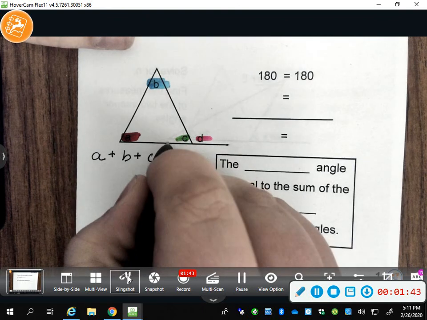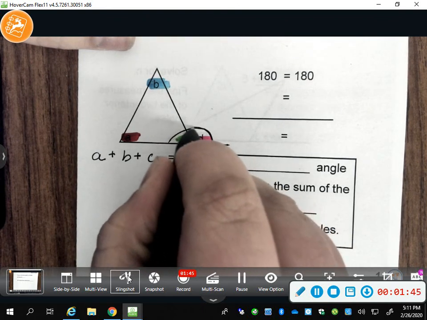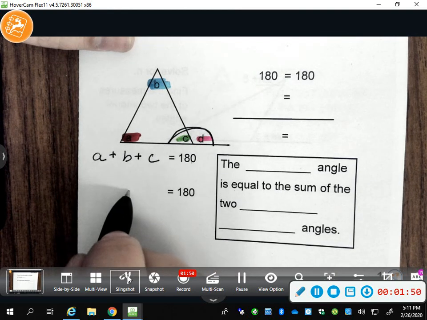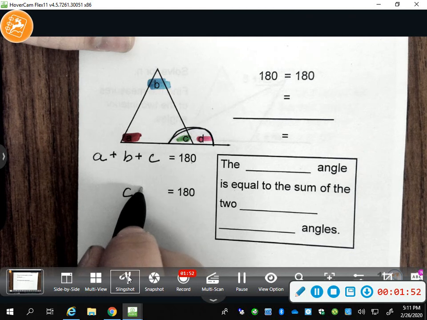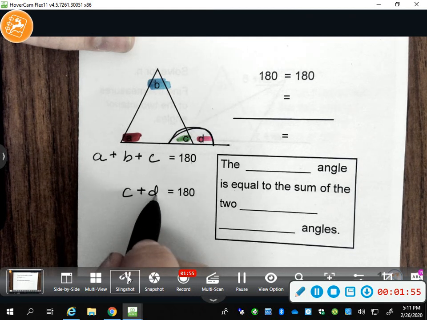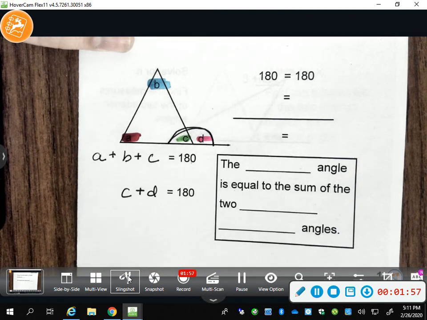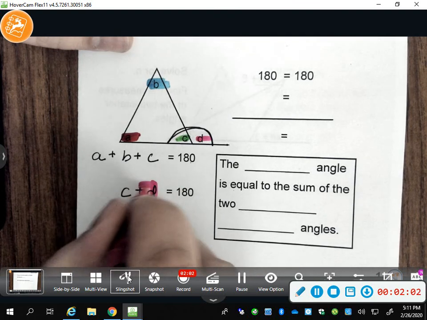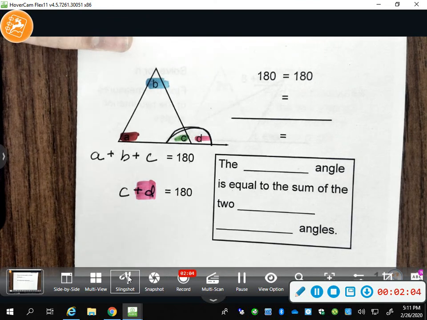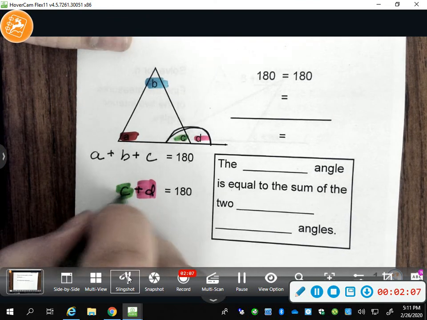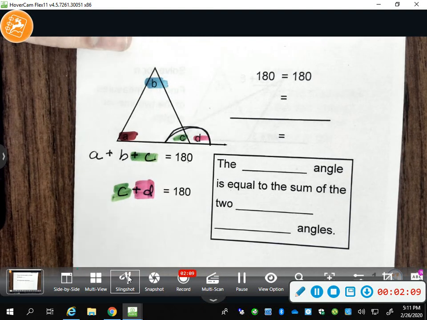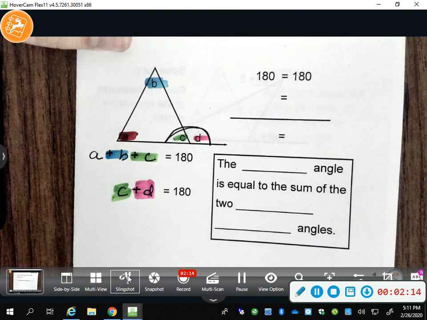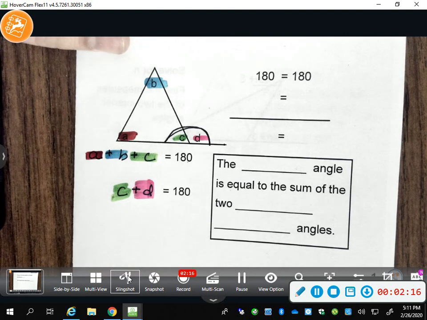I also see a pair of supplementary angles. Those are formed by C and D. The straight line, or the 180 degree angle, is formed by angles C and D. Those are supplementary. D is in pink, sorry. C I put in green. B I put in blue. A I put in red. Hopefully that's clear to see where all of my numbers are coming from.